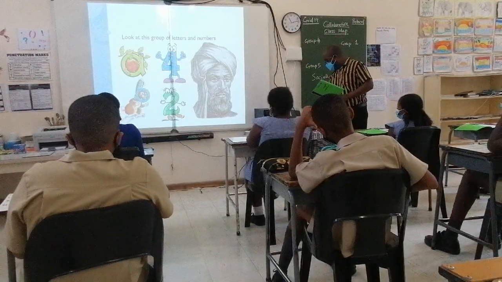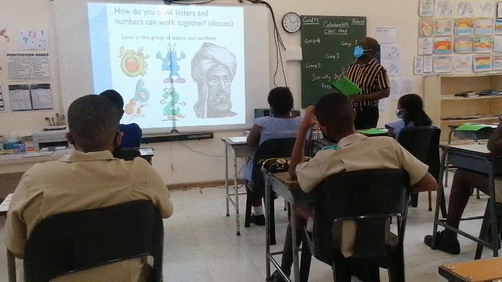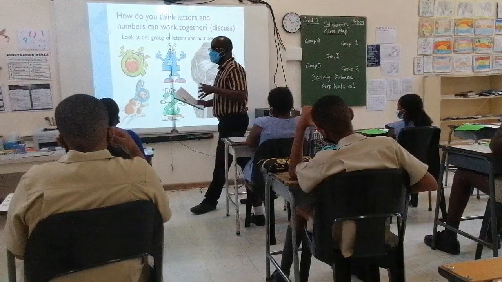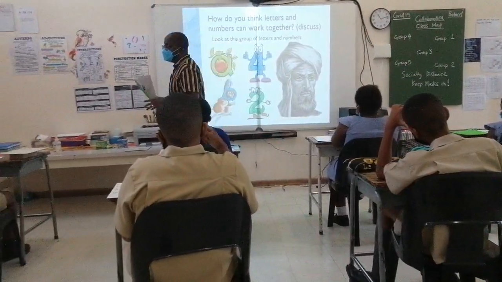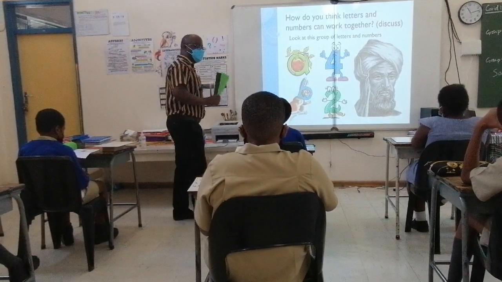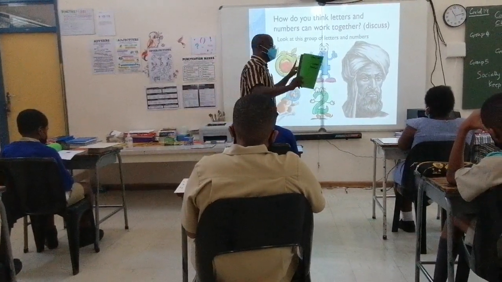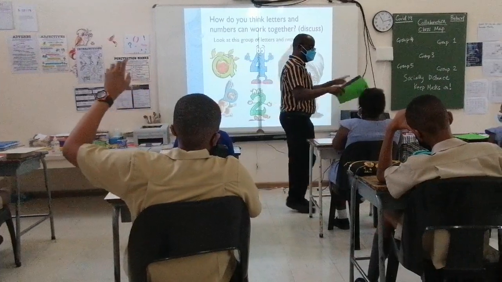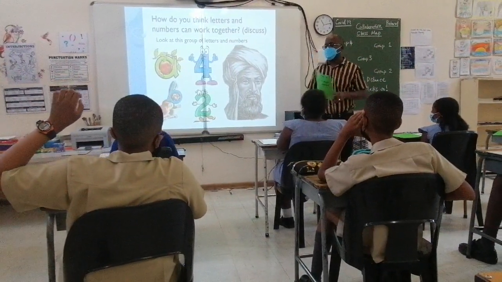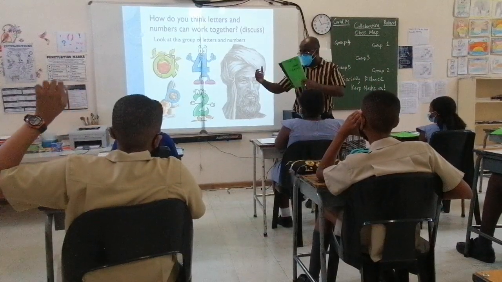Now there's a question that I want to ask you, and we want to discuss. How do you think letters and numbers can work together? What are your personal thoughts and understanding of how letters and numbers can work together? No cheating. We're not looking into the book, we're not trying to explain anything. I want to know your own thoughts. Prior to learning anything, what were your thoughts in association with letters and numbers?